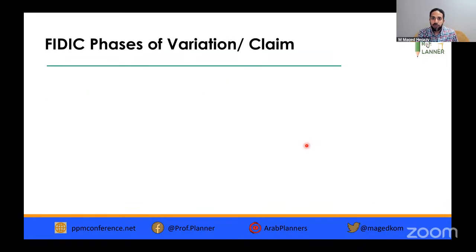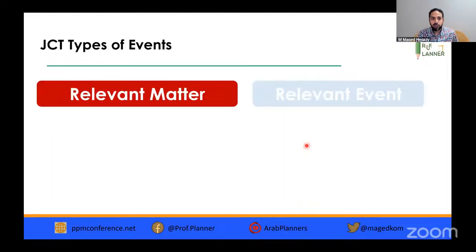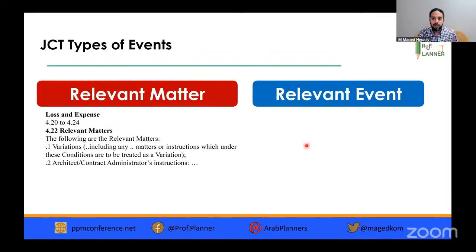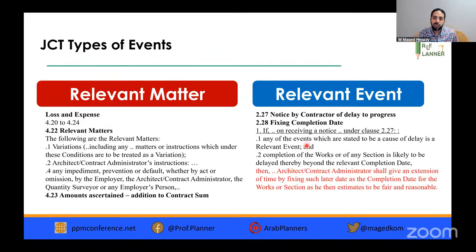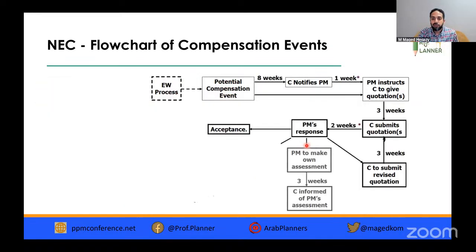How does it work in each one, the phases of the claim under the FIDIC, how it can be initiated and how it will be closed, and under the GCT the relevant matter for the cost and relevant event for extension of time, and the compensation event, how does it work under the NEC form.